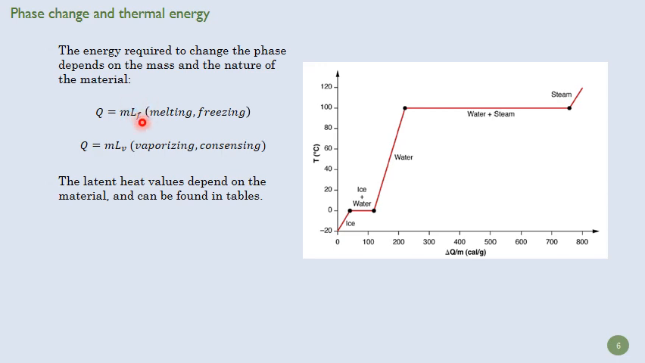And again, we'd look these up in a table. So this is the latent heat of freezing. So that's what's required to make this change from ice to water. And this is the latent heat of vaporization, which is the change required to go from here to here.